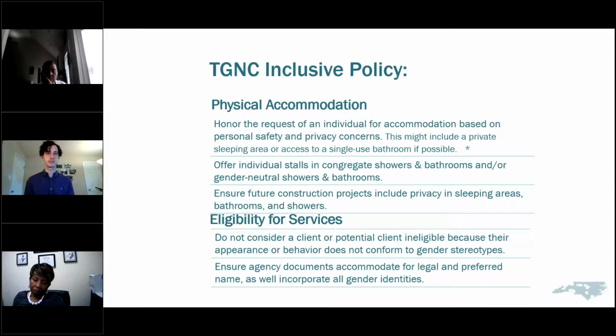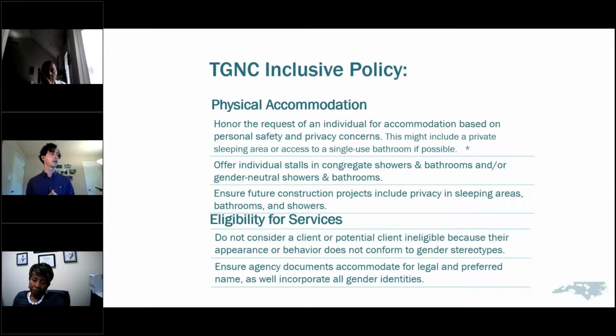And so we do ask that you honor the request of an individual for accommodation based on personal safety or privacy concerns. There's a star here. We've added just a little bit of example language here around maybe a private sleeping area or access to a single-use bathroom. Try to make sure your physical setups have stalls in congregate showers or bathrooms, or gender-neutral bathrooms, to help ensure some privacy there. And if you are looking to build something in the future, we really would encourage you to look for some privacy in sleeping areas, as well as bathrooms and showers.